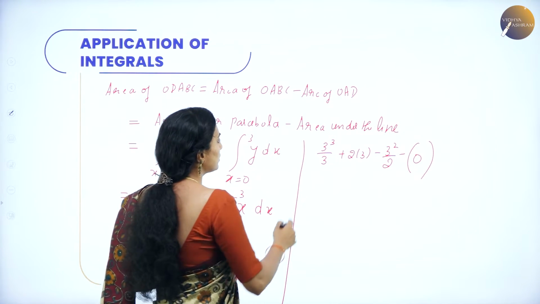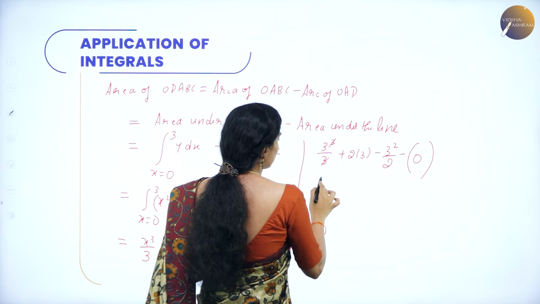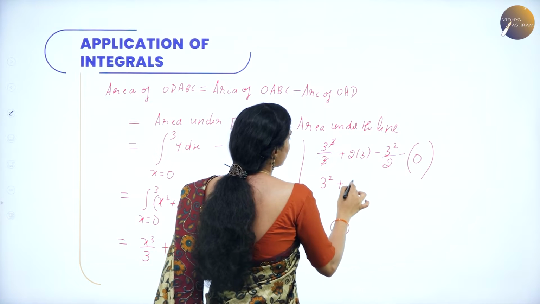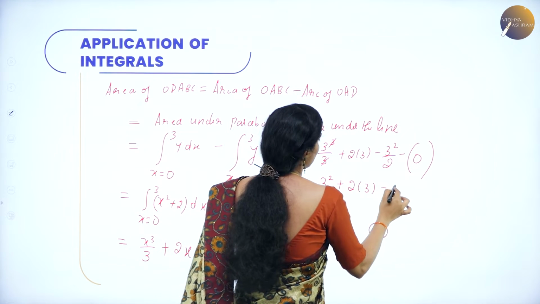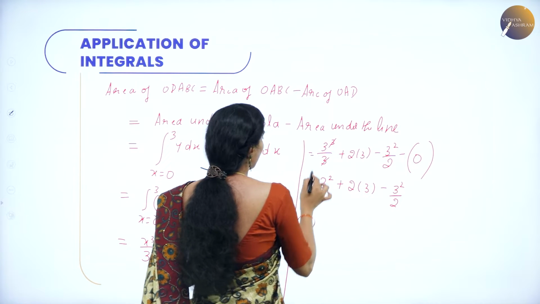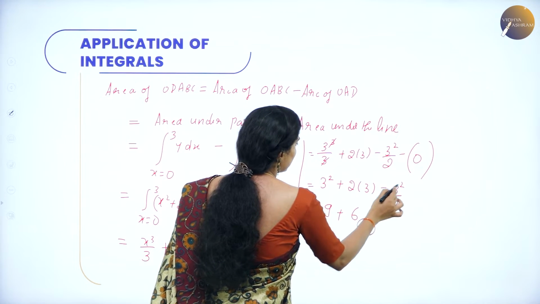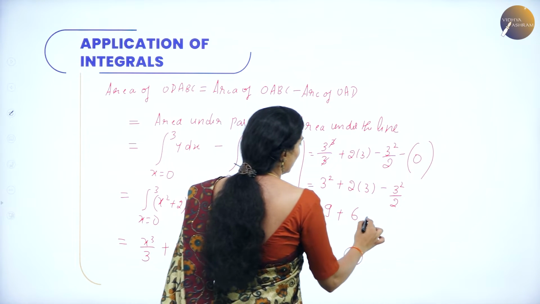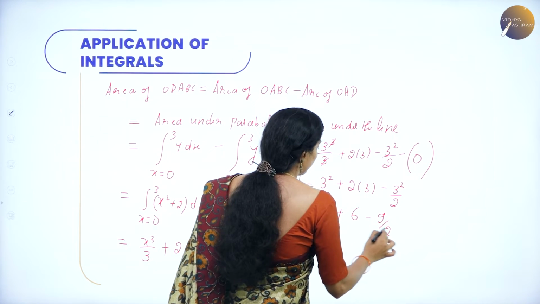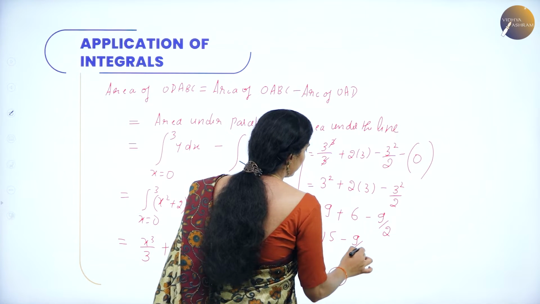Now we can cancel this one. 3 will get cancelled. Remaining is nothing but 3 squared, which is 9. Let me write that one if you want. So 2 into 3 as it is, minus 3 squared divided by 2. Let us simplify this also. You are going to get 3 squared is nothing but 9, plus 2 3s is nothing but 6, minus 3 squared is again 9, divided by 2. Now you can have 9 plus 6 is 15 minus 9 by 2.